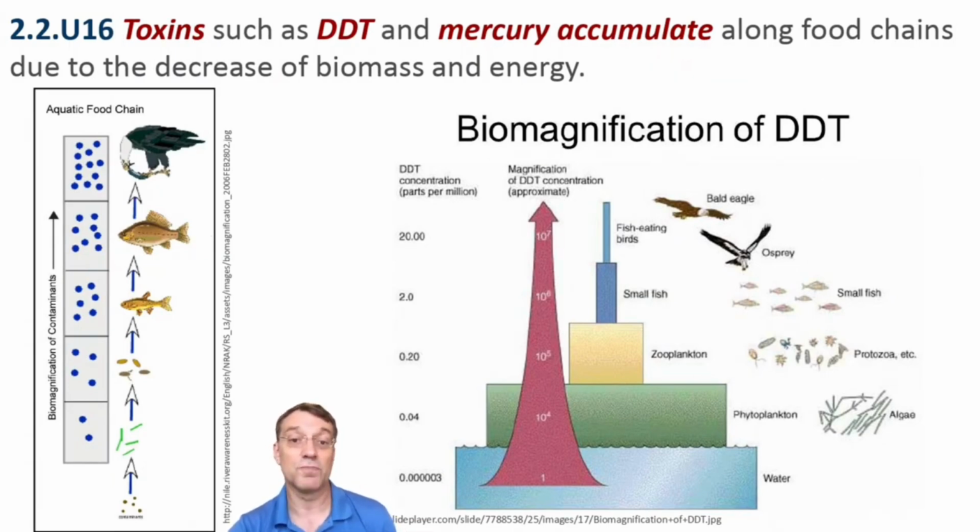This diagram shows PCB concentrations increasing dramatically from 0.000002 milligrams per liter in seawater to 160 milligrams per kilo in marine mammals. That's an 80 million-fold increase in concentration of PCBs. This high concentration of toxins and heavy metals in upper trophic levels is why a lot of doctors advise pregnant women and nursing mothers to avoid eating tuna and other top marine predators.